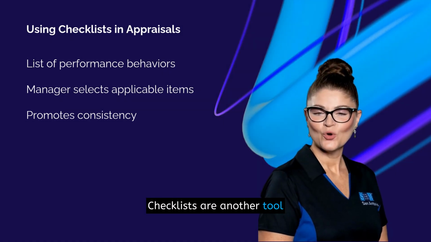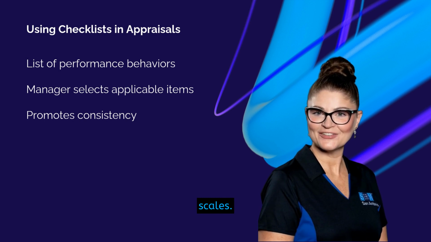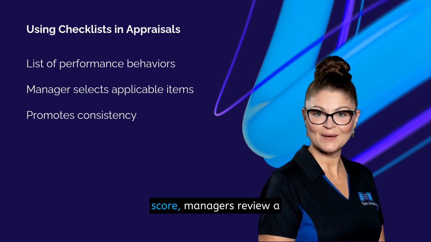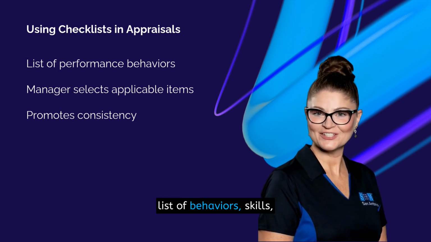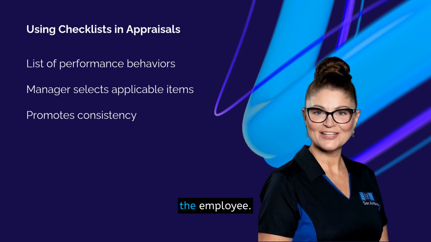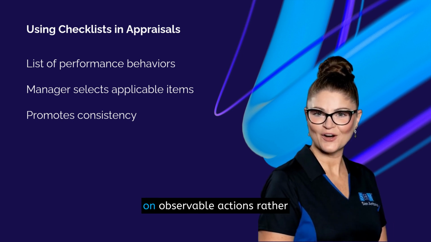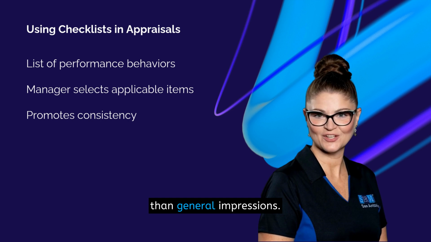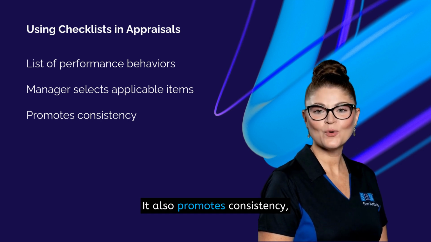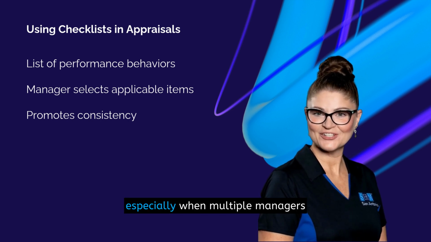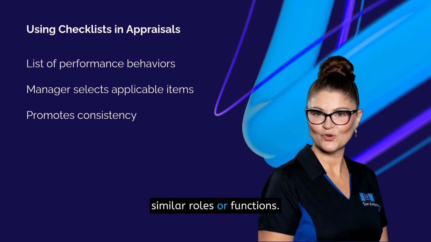Checklists are another tool often used alongside rating scales. Instead of assigning a score, managers review a list of behaviors, skills, or outcomes and indicate which ones apply to the employee. This approach can help reduce subjectivity by focusing on observable actions rather than general impressions. It also promotes consistency, especially when multiple managers are evaluating employees across similar roles or functions.